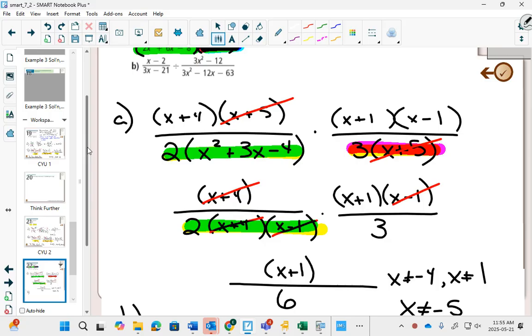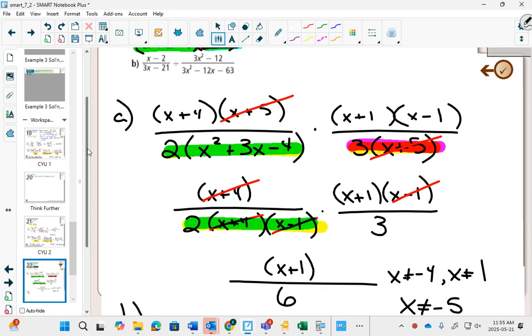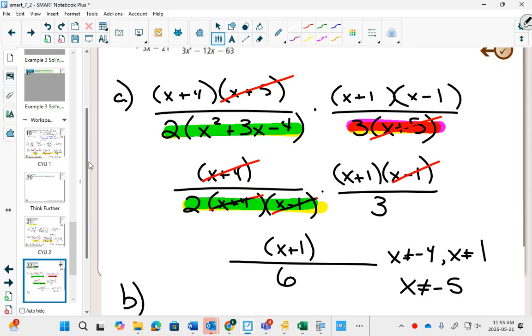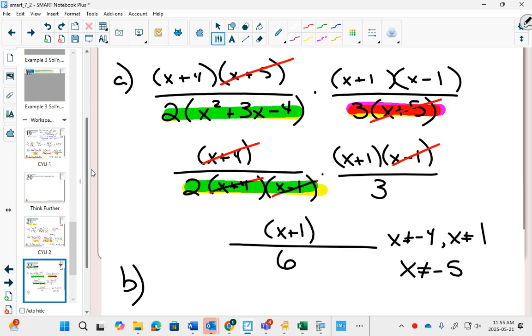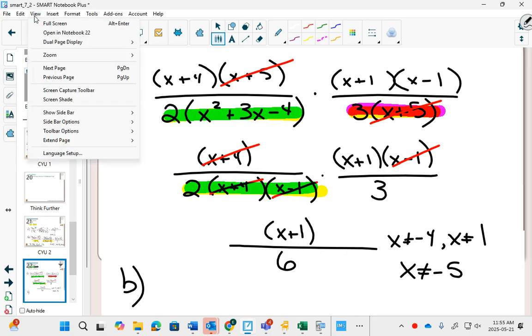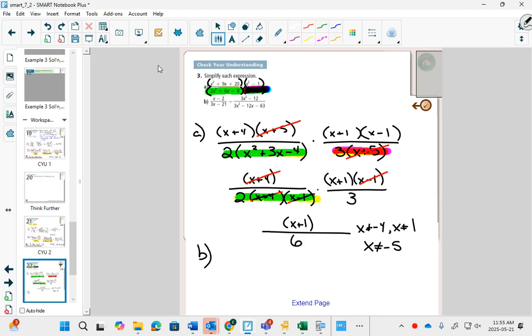All right, I got even C. It's dividing. So we have to keep the first one the same and multiply by the second one. I'm going to actually view this so I can still see my original question. Ooh, that's really small. I'll zoom out.